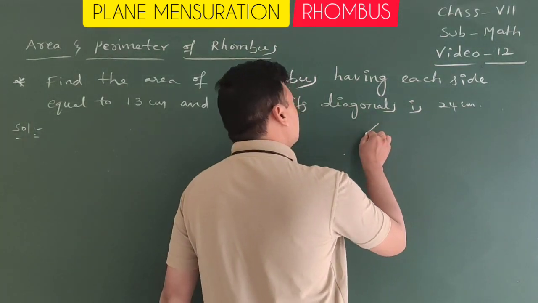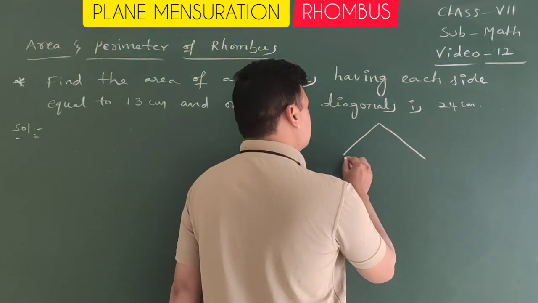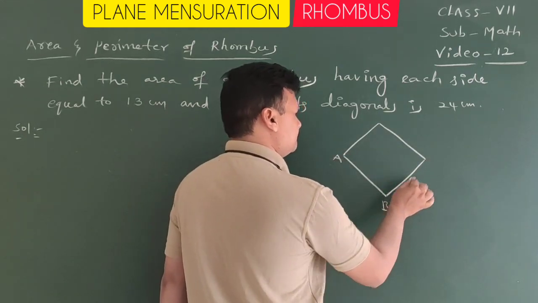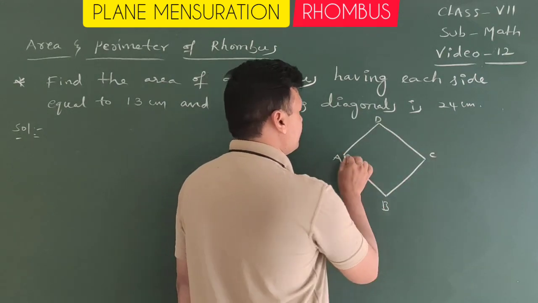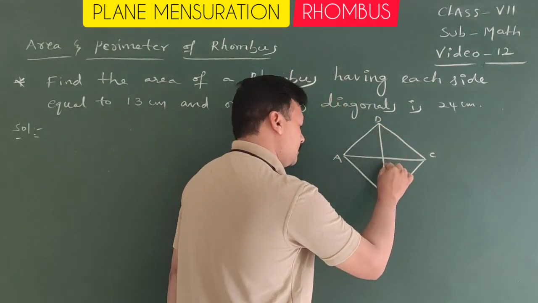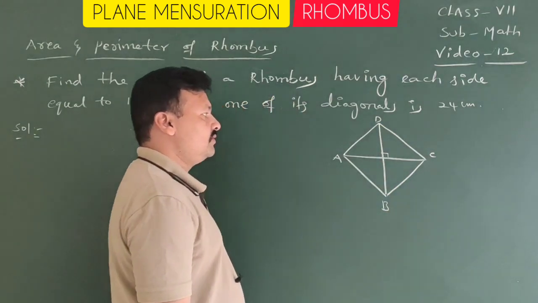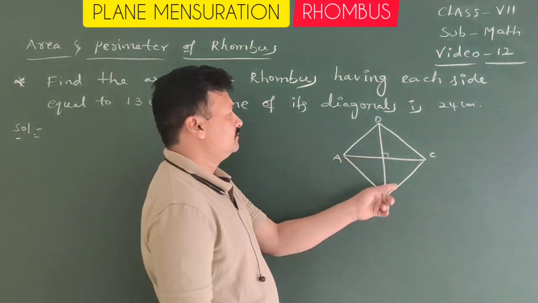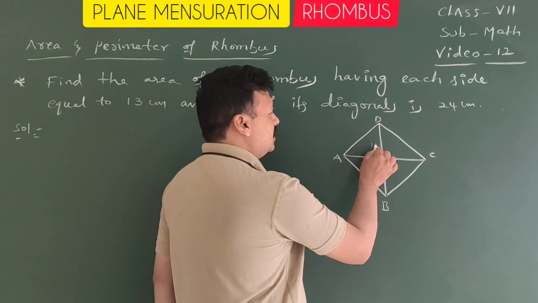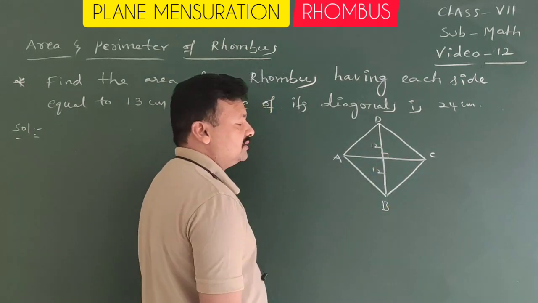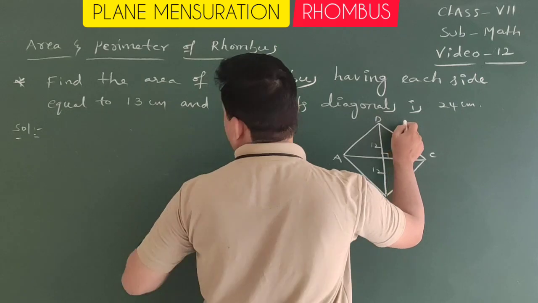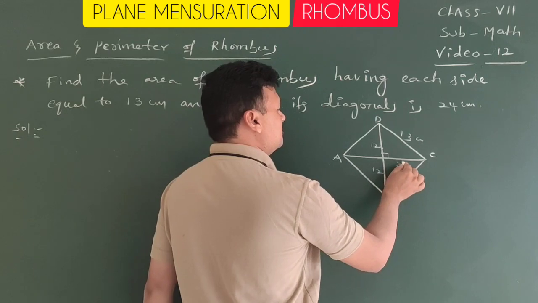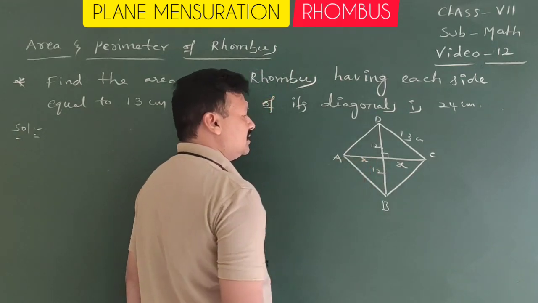For example, let us consider ABCD is a rhombus. In this, the diagonals are perpendicular to each other, we know. One of its diagonals, let it be this one, is 24. Diagonals bisect each other, that's why 12 and 12 each. And each side measures 13 centimeters. The other half-diagonal, let it be x. This one also is x only.